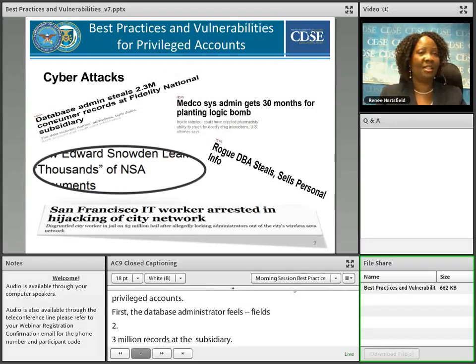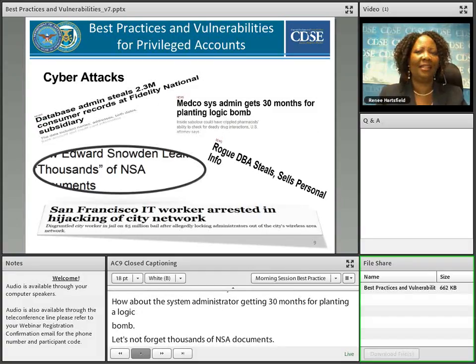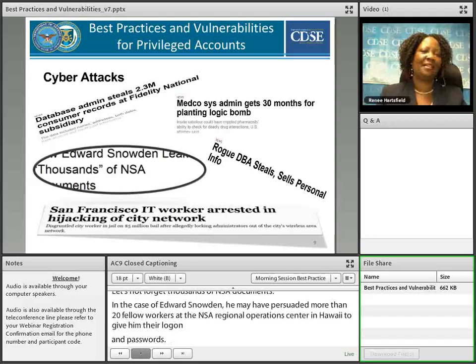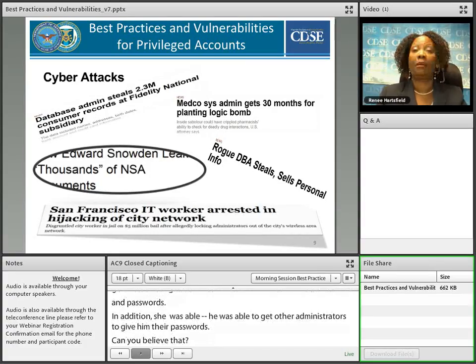In the case of Edward Snowden, it was reported that he may have persuaded more than 20 fellow workers at the NSA Regional Operations Center in Hawaii to give him their logons and passwords. And in addition, he was actually able to get other system administrators to give him their passwords. Can you believe that? What about the rogue DBA who steals and sells personal info, and the San Francisco IT worker arrested for hijacking the city network? He actually took control of the network and locked all of the other administrators out.